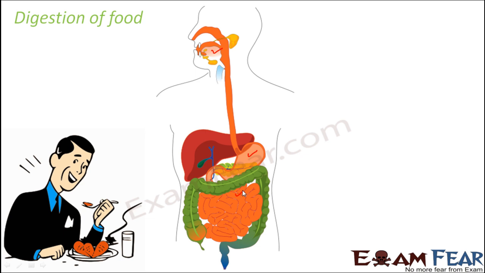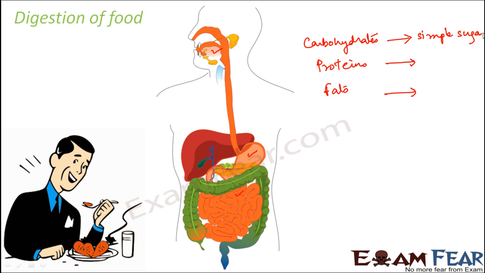Now, during that process also, if you observe closely, you will see that the complex constituents of food, for example, the carbohydrates, the proteins, the fats, all these are quite complex in their structures. So all these are broken down into simpler forms. And how are they broken down? By action of various enzymes. For example, carbohydrates are broken down into simple sugars, proteins are broken down into their simplest form, that is amino acids, fats are broken down into fatty acids, and so on.